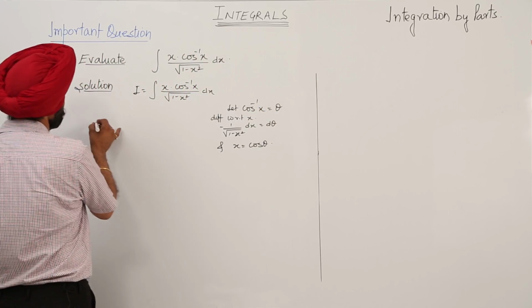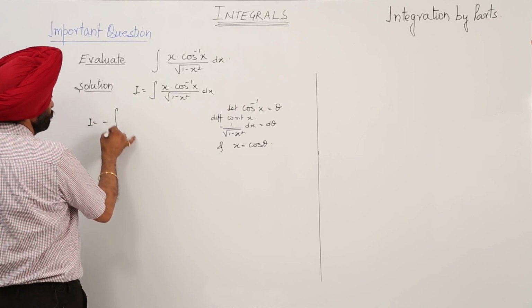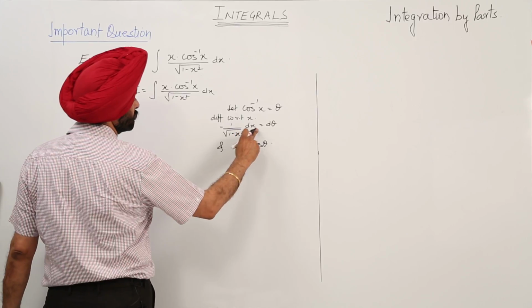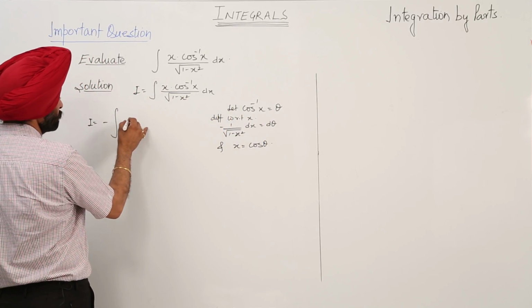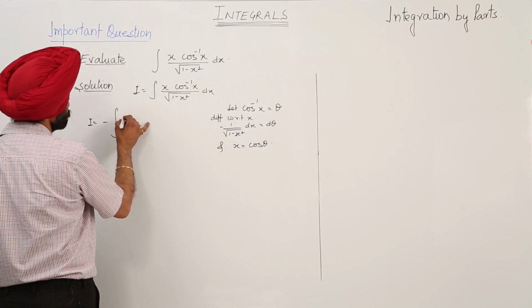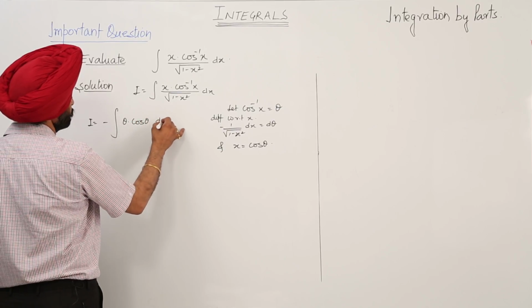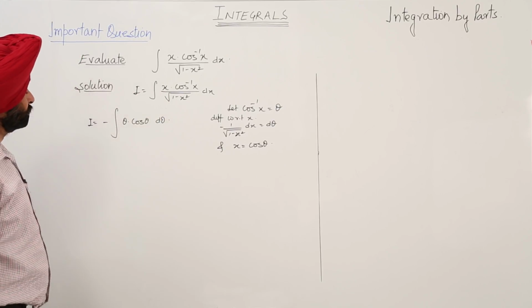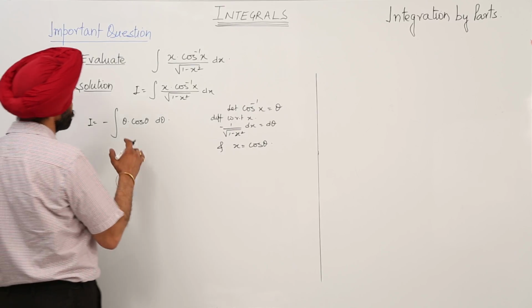Okay, so putting this in the question, we are having negative, that is this one minus d theta it becomes. Okay, so this becomes x is cos theta and cos inverse x is equal to theta. So theta with cos theta d theta. Is it clear? Whole of the question converts in this format.